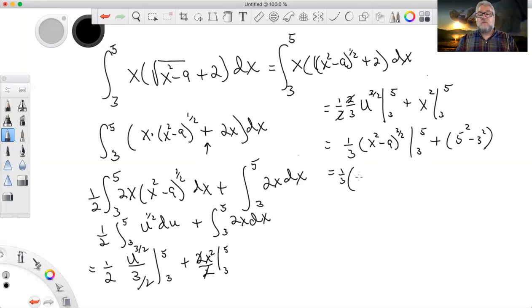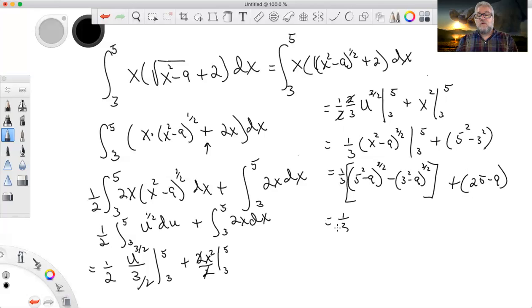1/3 times 5 squared minus 9 to the 3/2 minus 3 squared minus 9 to the 3/2 plus 25 minus 9. Okay, 1/3. 25 minus 9 is 16. 16 to the 3/2, 4, 16, 64. This is going to be 0 plus 16.